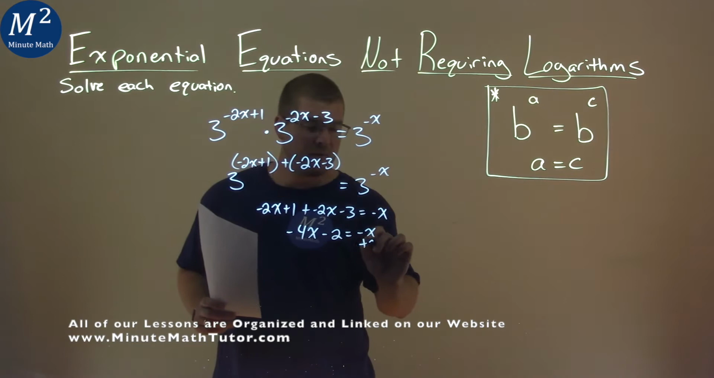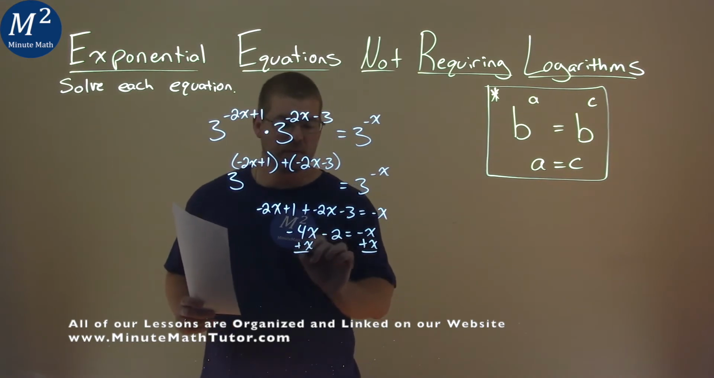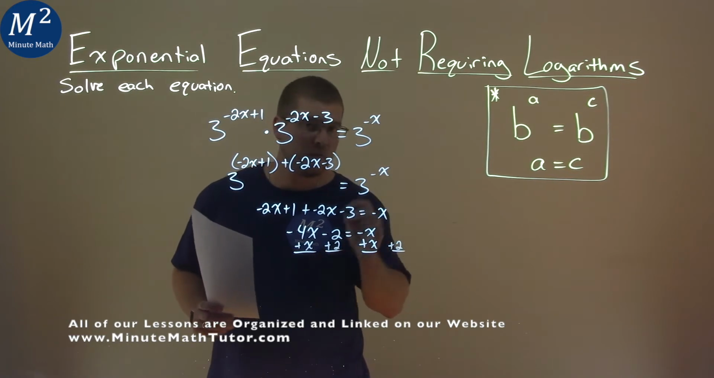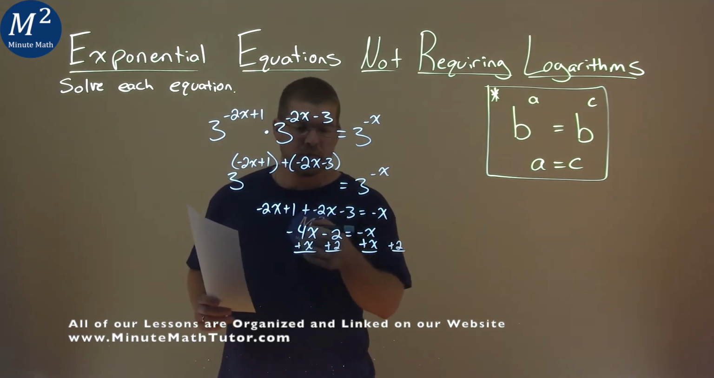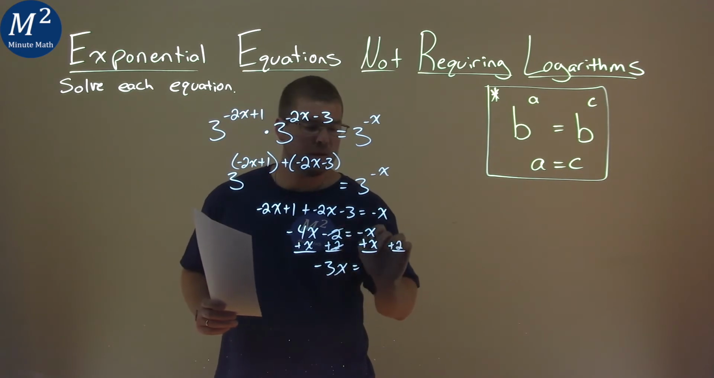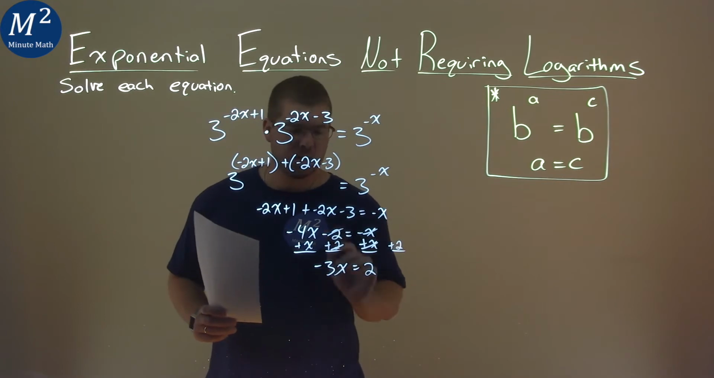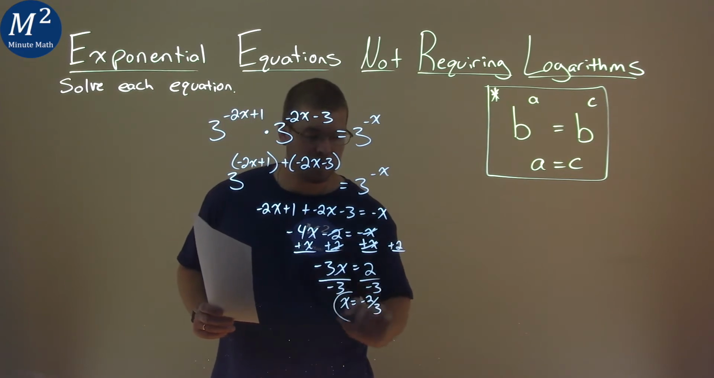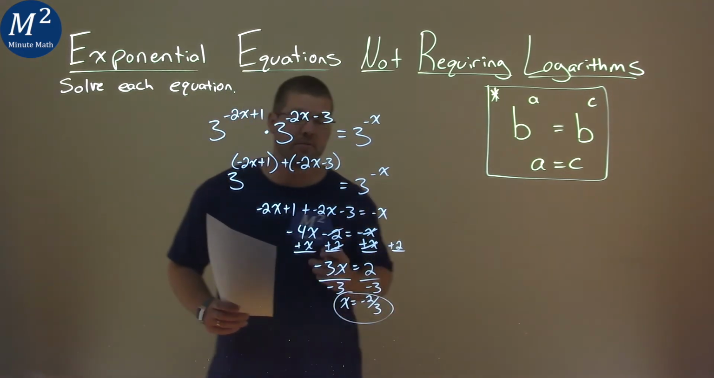I'm going to add 1x to both sides, and I'm going to add 2 to both sides. Let's bring our numbers to the right and our variables to the left. Negative 4x plus 1x is a negative 3x, and these 2's cancel. These x's cancel, and we just have a positive 2 on the right. Divide both sides by negative 3, and x equals negative 2/3, and that is our final answer.